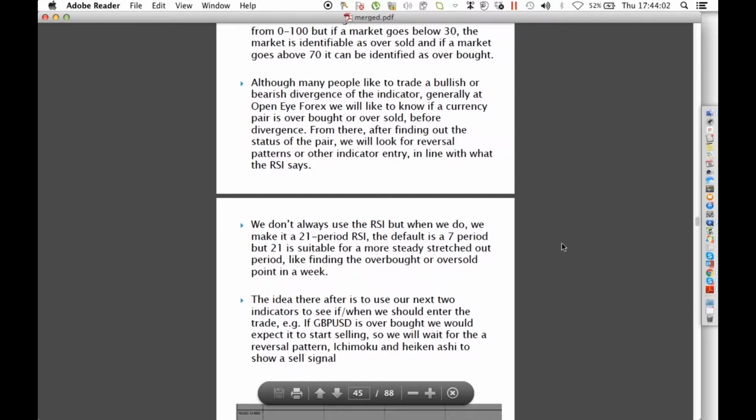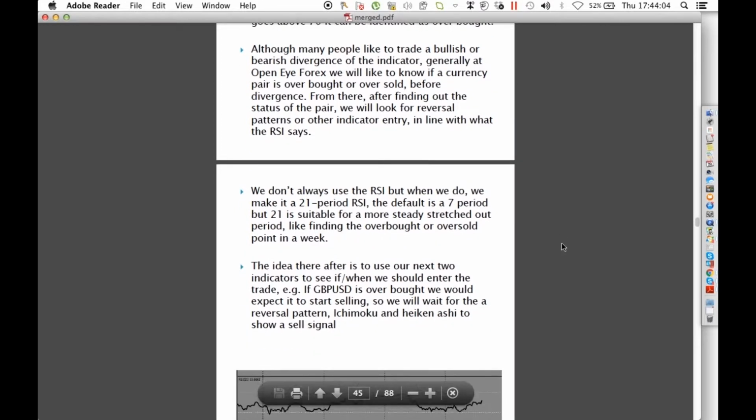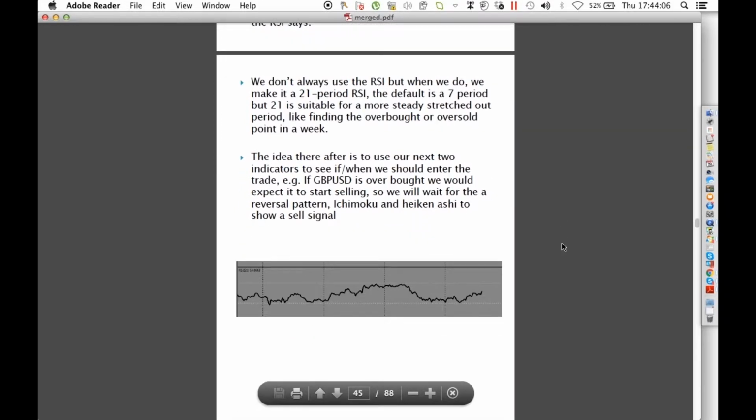We don't always use the RSI, but when we do, we make it a 21 period RSI. The default is a 14 period, but 21 is suitable for a more steady, stretched out period, like finding the overbought or oversold point in a week.